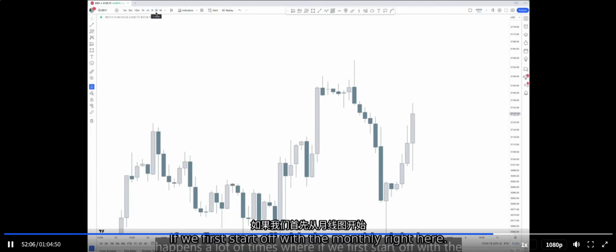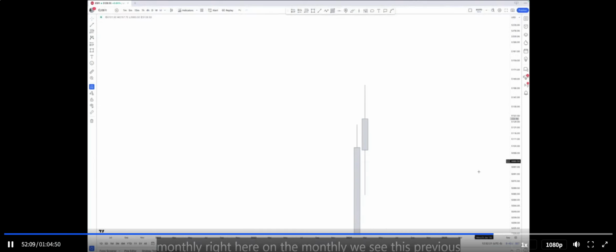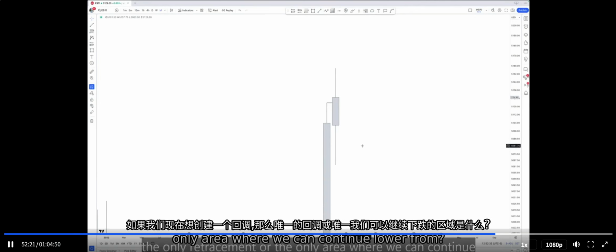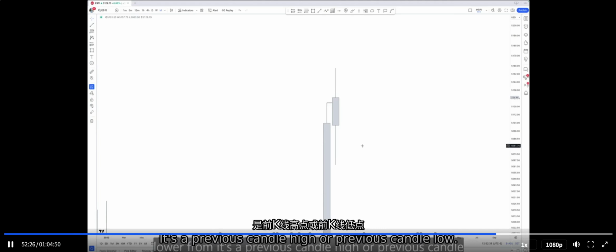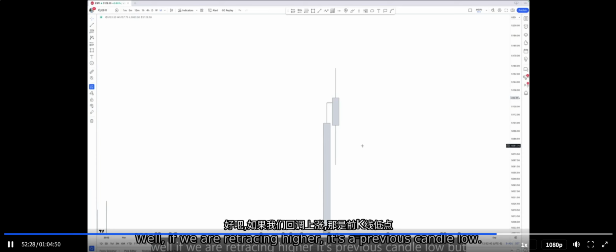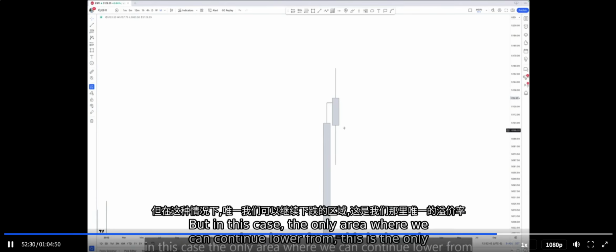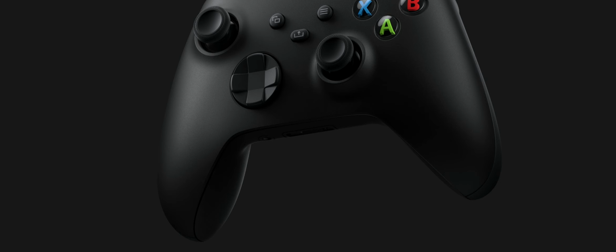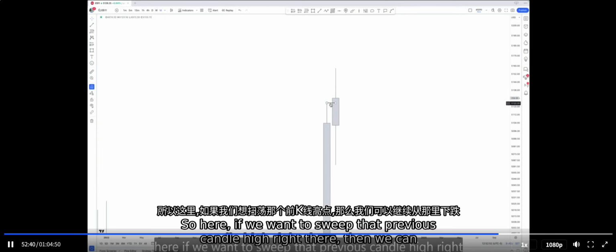Where if we first start off with the monthly right here, on the monthly, we see this previous candle high right there. We have a pretty high close as well. If we now want to create a retracement, then what is the only retracement or the only area where we can continue lower from? It's a previous candle high or, if we are retracing higher, a previous candle low. But in this case, the only area where we can continue lower from is the only premium array that we have right there. So here, if we want to sweep that previous candle high right there, then we can continue lower off that.